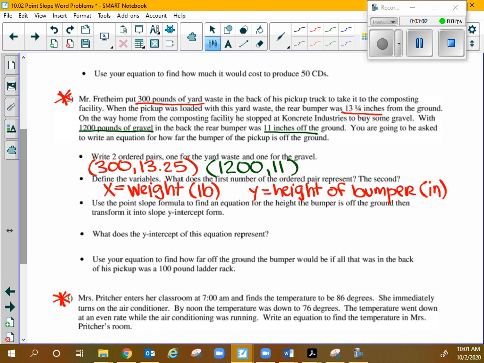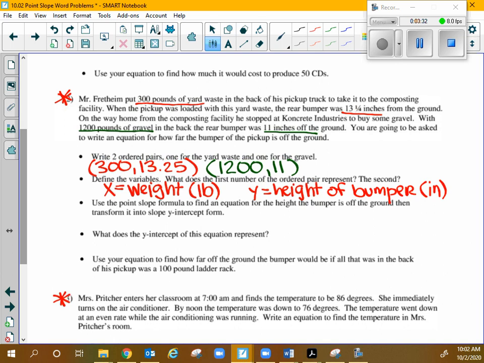The more you put in the truck, right? If you've ever been on a road trip and you put all the stuff in the car and it gets a little bit closer, because the more weight you add, the closer you are to the ground. Okay, so use the point slope formula to find the height of the bumper that is off the ground and transform it into slope intercept form.